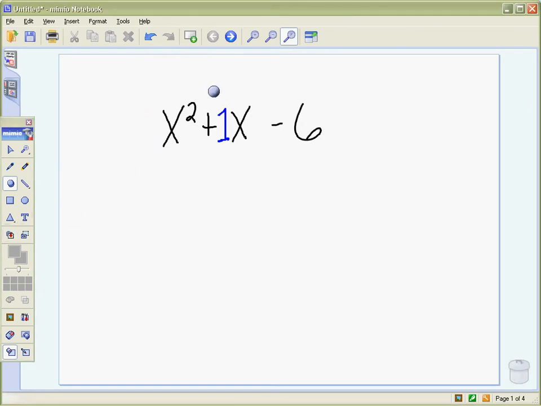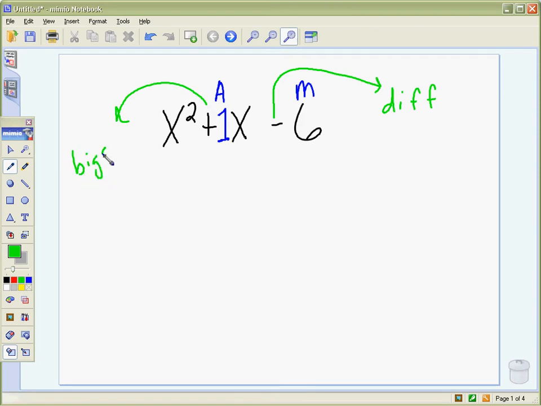So we're still wanting to add to get to the number in front of the x and multiply to get to the constant. So let's see how things are a little different. This is a minus sign, and that means my signs are going to be different in my answer. This plus sign tells you that the biggest number is going to be positive. So my answer is going to look something like x plus and x minus. So again, we're adding to get positive 1, multiplying to get negative 6.